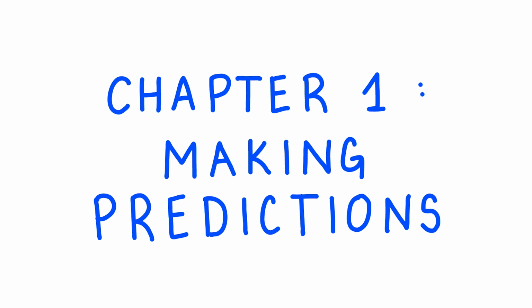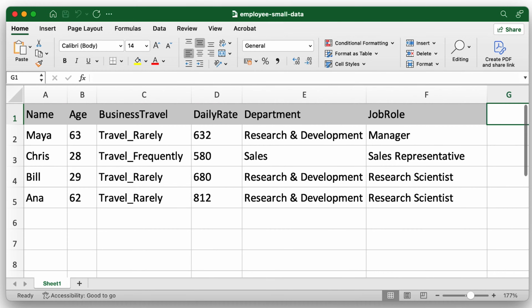Say that the Human Resources Department, HR, would like to know how likely it is that certain employees will leave the company. They should have a conversation with those employees who are at risk of leaving to understand their concerns and see if anything can be done to change their minds. Chapter 1. Making predictions. Here's the list of employees. Note that HR only provided a few characteristics from the attrition dataset, while the rest of the features are missing.